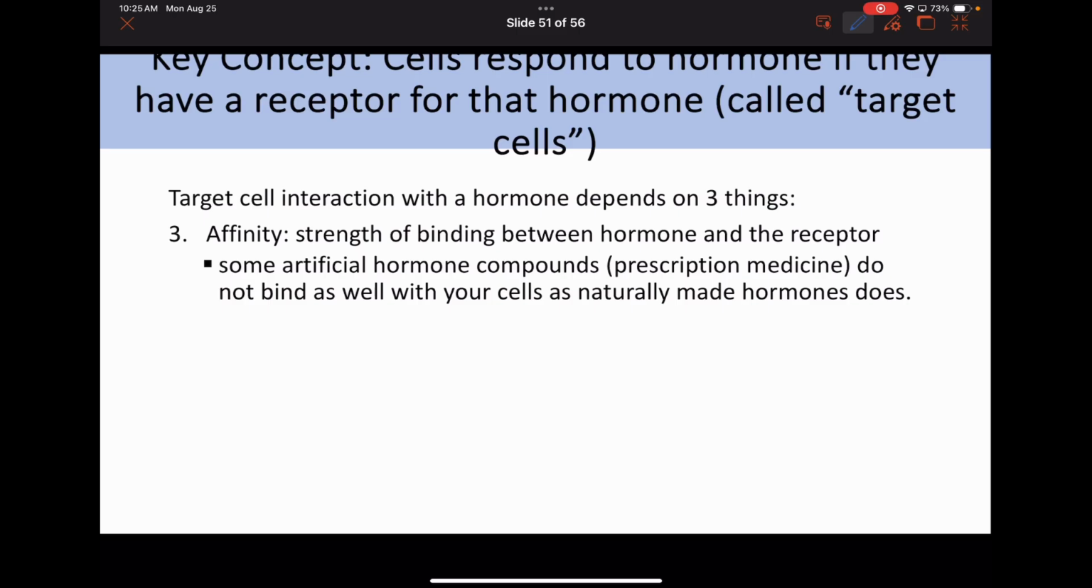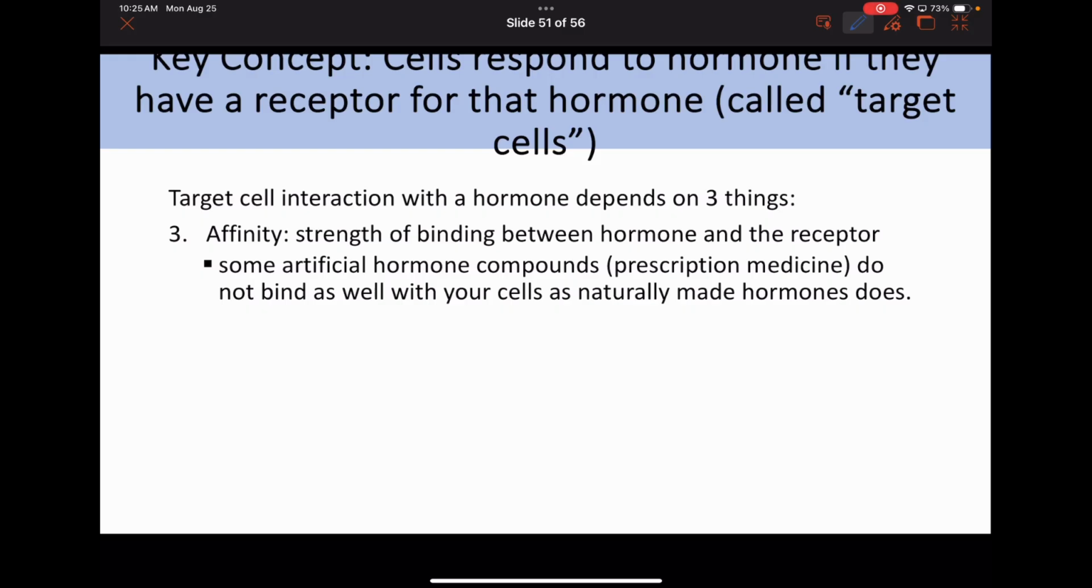Also affinity. The strength of binding between a hormone and the receptor is going to determine how strong that bond is. Some chemicals are more attracted to each other than others, or some bind more tightly to each other than others do. Okay?